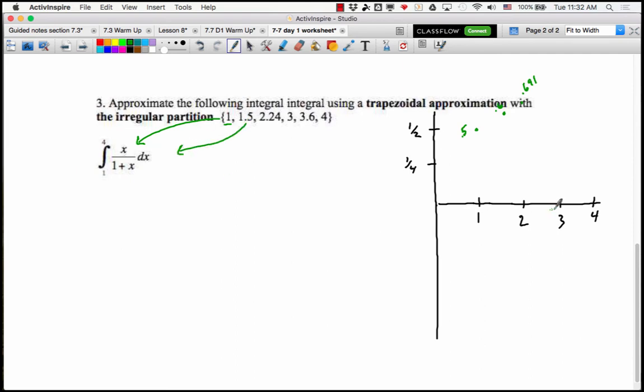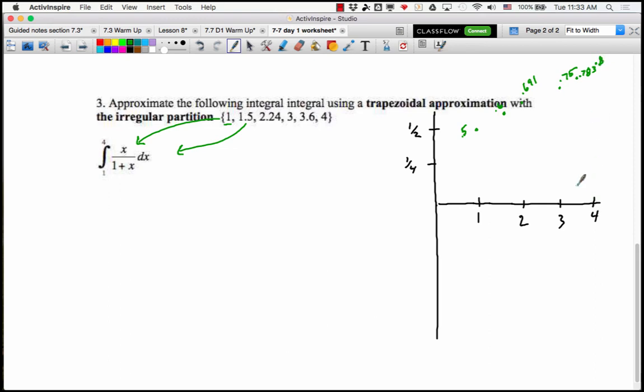Okay, how about 3? 0.75? What's that? Yeah. And how about 3.6? 0.783. And then how about 4? 0.8. I don't know. We're just getting an approximation. All right, that's at 4.8.